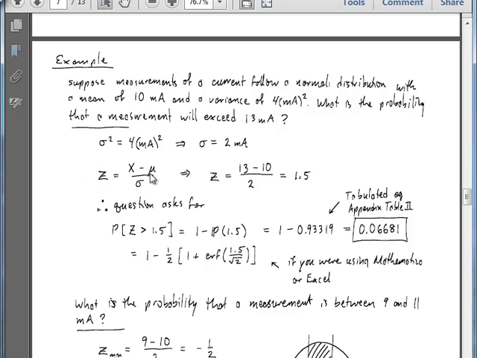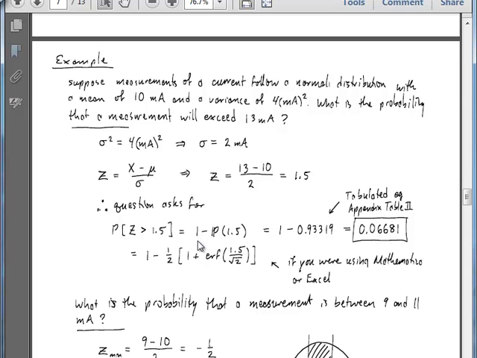That is x minus mu over sigma. In this case, the value we care about is 13. We want to know if a measurement will exceed 13 milliamps. So we take 13 minus the mean and rescale by the standard deviation. That gives us a z that should be greater than or equal to 1.5. So the question asks, what is the probability that z is greater than 1.5?